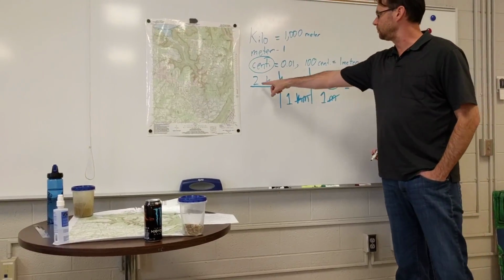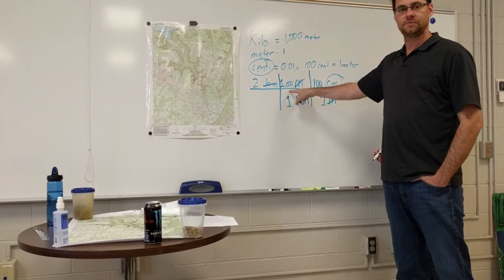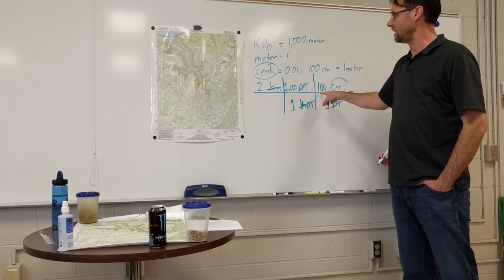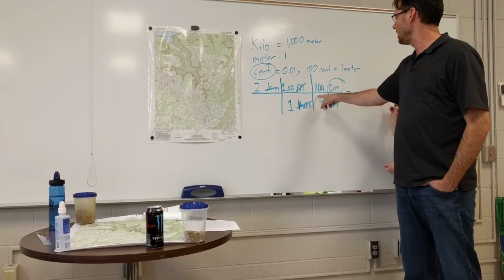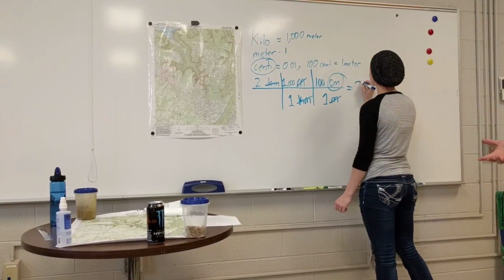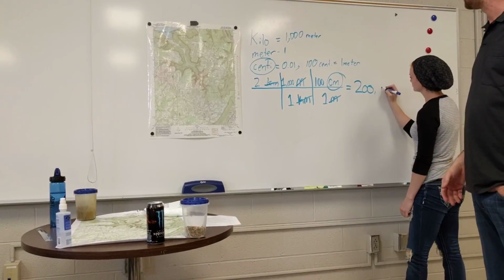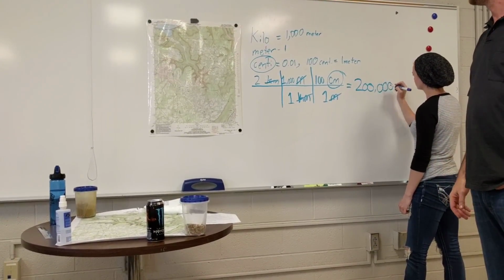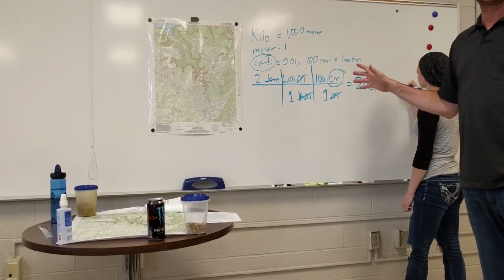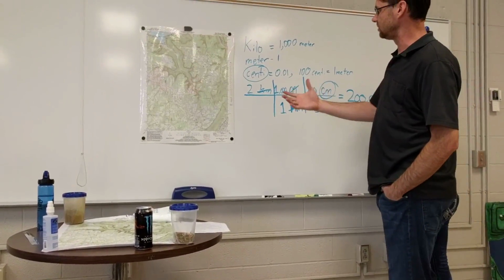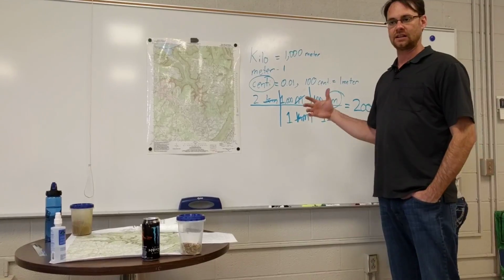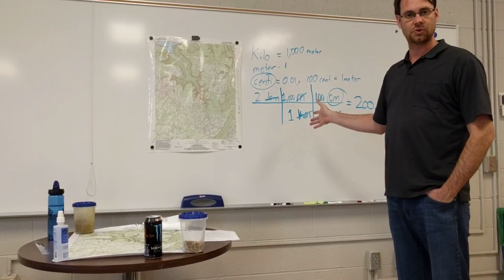So now, multiply 2 by 1,000, gives us 2,000. 2,000 by 100 gives us 200,000. And we find out that there are 200,000 centimeters in 2 kilometers. So this is a very easy way to do unit conversions, and I'd like everybody to try and practice this once or twice on your own.